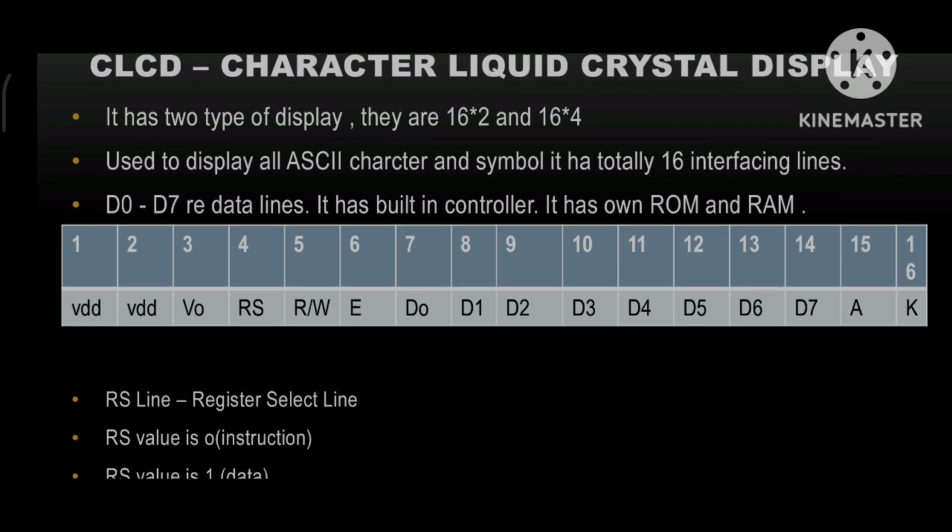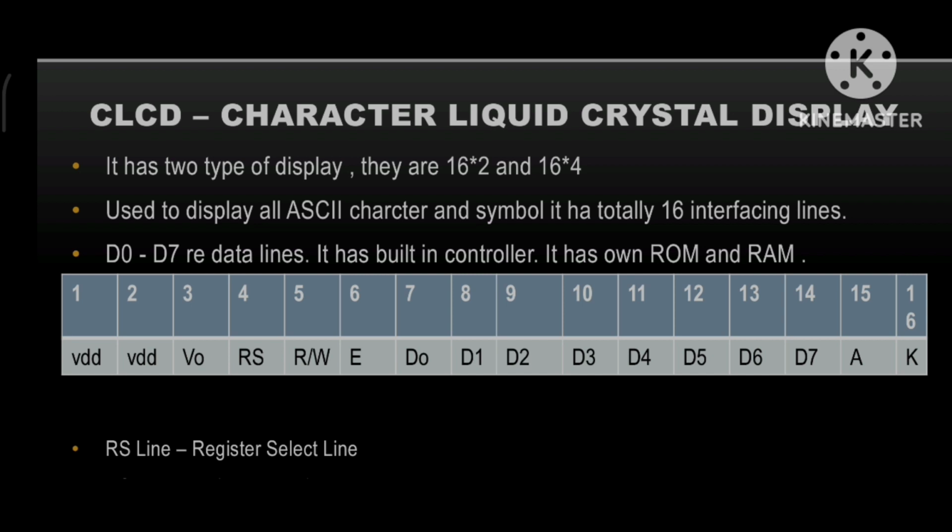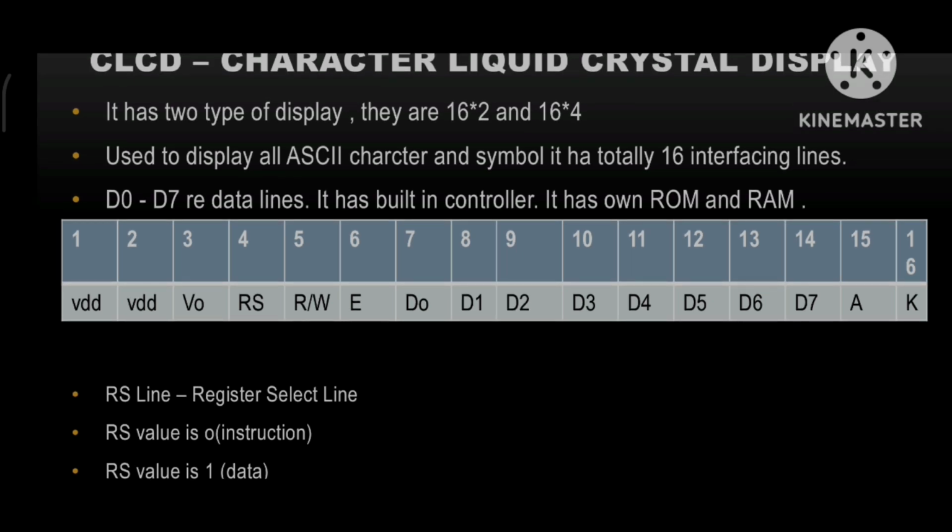This is the table for the 16 pins of the CLCD. First one is VSS, second one is VDD, third one is V0, that is contrast voltage, fourth one is register select, fifth one is read or write, sixth one is enable, seventh onwards are data lines D0 to D7, that is pins 7 to 14. Then pin 15 is the LED anode and 16 is the LED cathode.